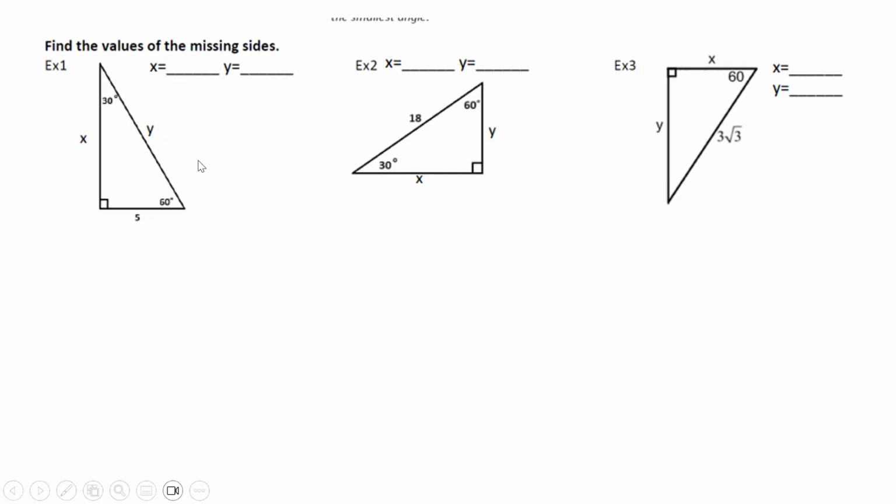Oops, too far. All right. So we'll do one of these examples. We'll look at just example one. I want you to find the missing sides x and y.